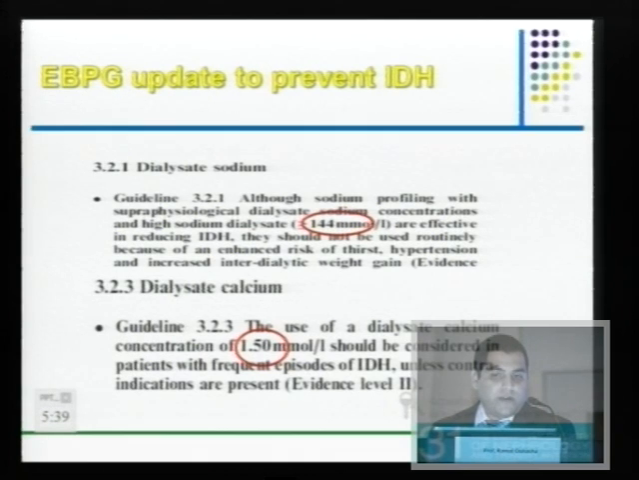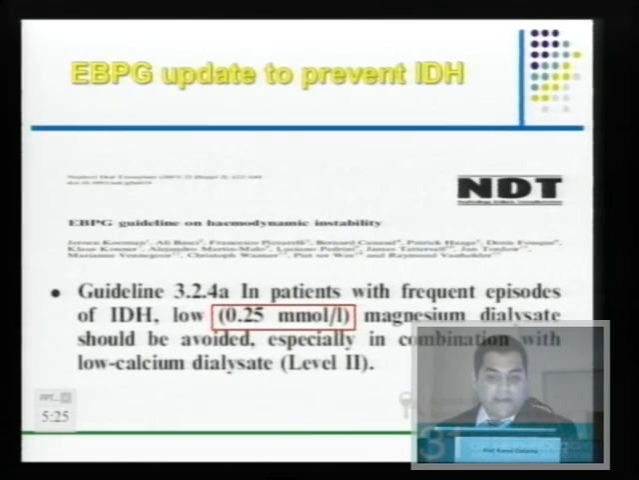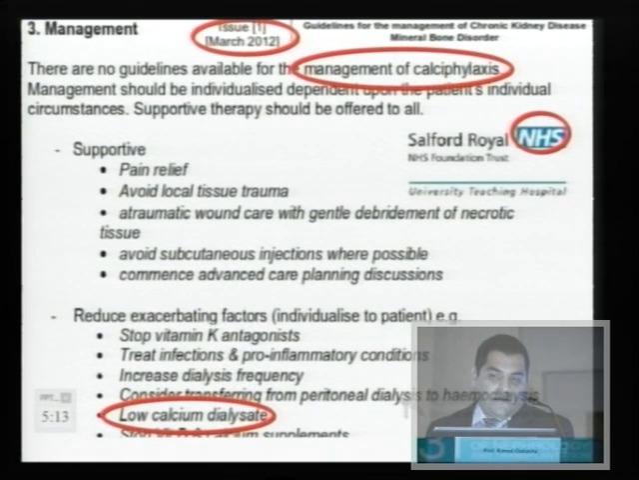Regarding the European best practice guidelines, it didn't mention the dialysate calcium except in the management of intradialytic hypotension. It asked for adjusting the dialysate sodium to 144 and adjusting the dialysate calcium to 1.5. But take care about using low calcium dialysate together with low magnesium in the dialysate, 0.25; it will lead to hemodynamic instability. The National Health Service guidelines published in March 2012 use the low calcium dialysate in the management of calciphylaxis.